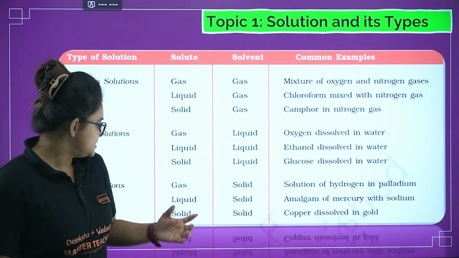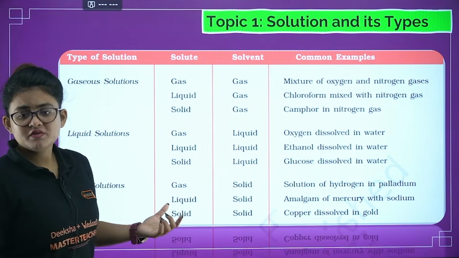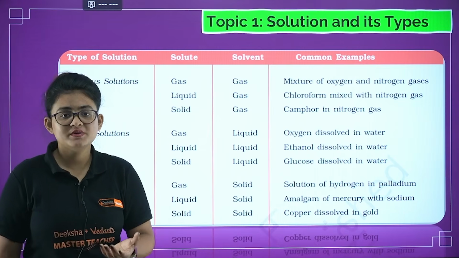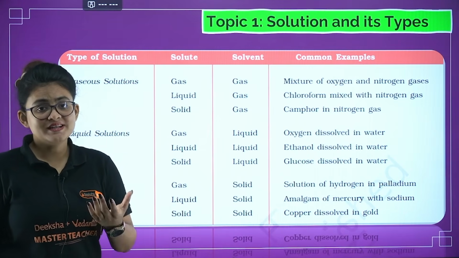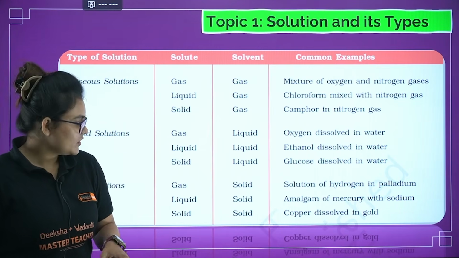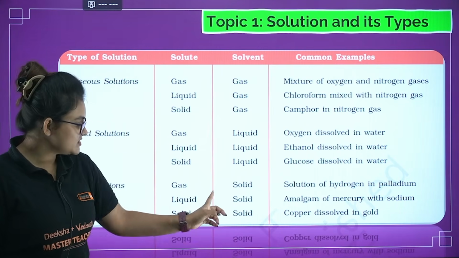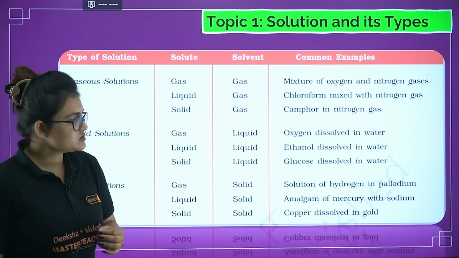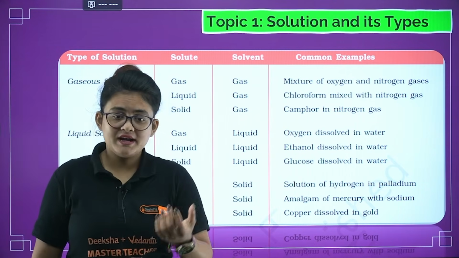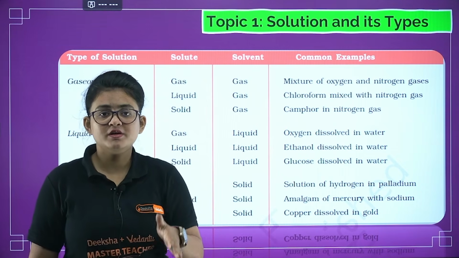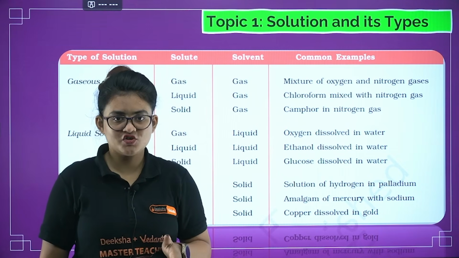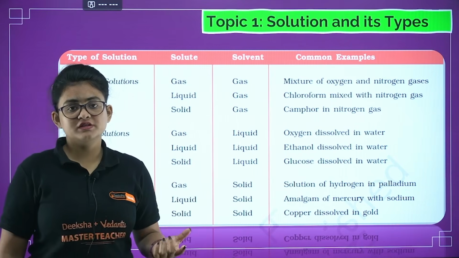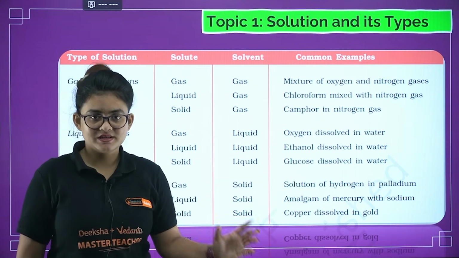That's it. Next, you can see solid solution. Whenever it comes to the matter of solid solution, then the physical appearance should be solid, and hence the solvent should be solid. Okay, so gas in solid, liquid in solid, and solid in solid. So gas in solid, if you just take the example, here we can take a palladium surface. They can absorb hydrogen gas on its surface, right? So that can be an example of the gas and solid solution.